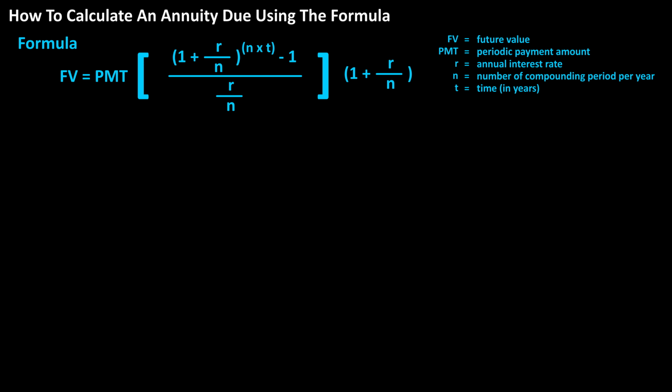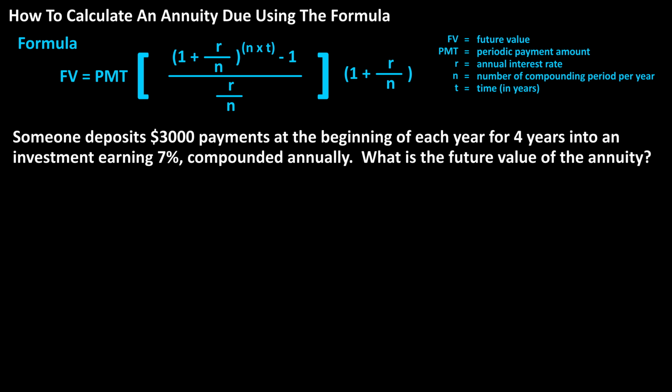As a basic example, let's say that someone deposits $3,000 at the beginning of each year for 4 years into an investment earning 7% compounded yearly. What is the future value of the annuity due?